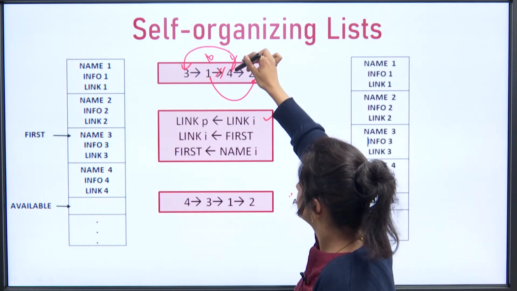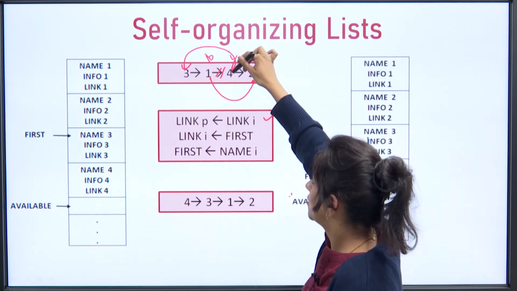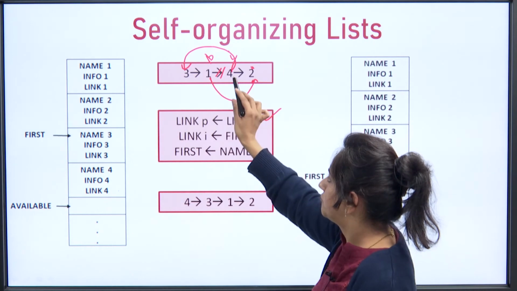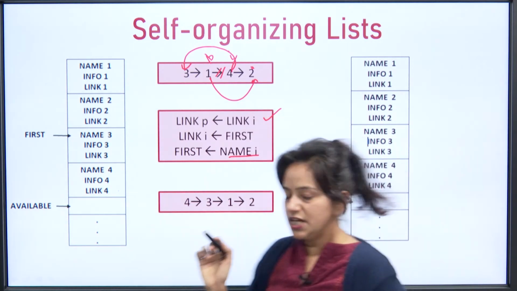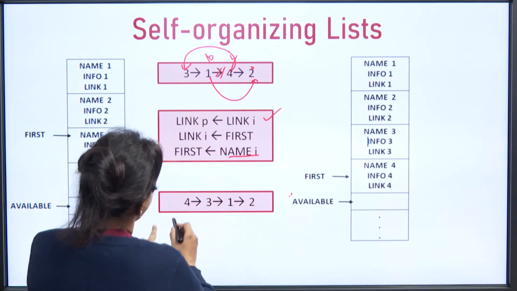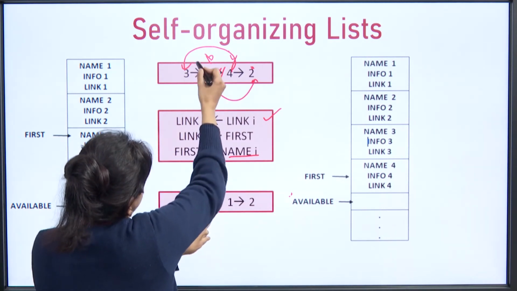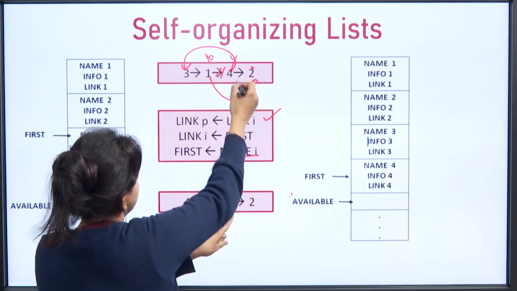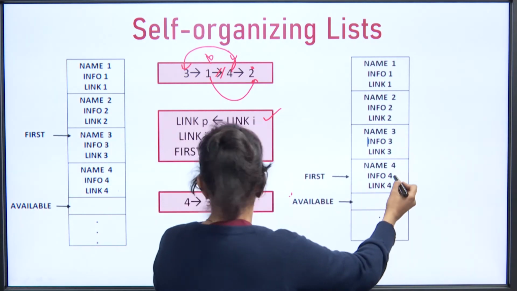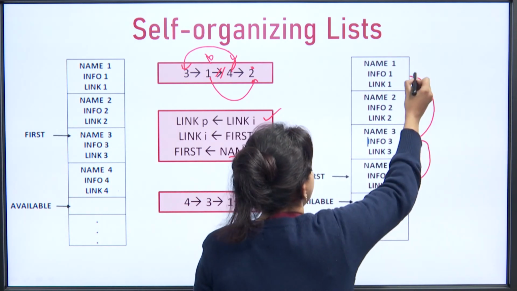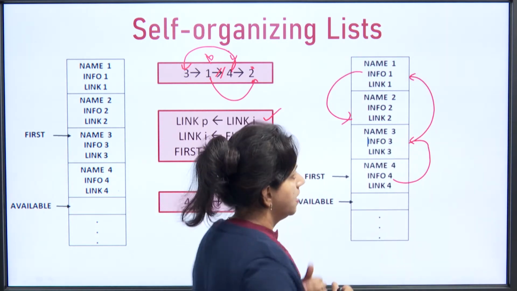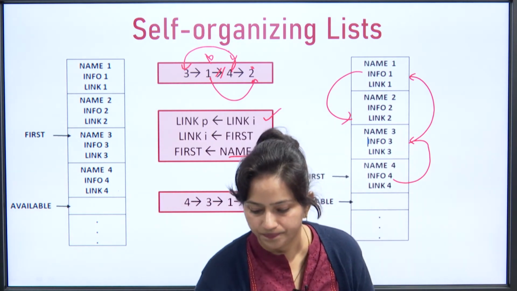Name of I is the name of the node that we are searching. Now first will be updated with name of I. So we can say the sequence will be first 4, then 3, then 1, and then 2. So in that way pointers will be updated.